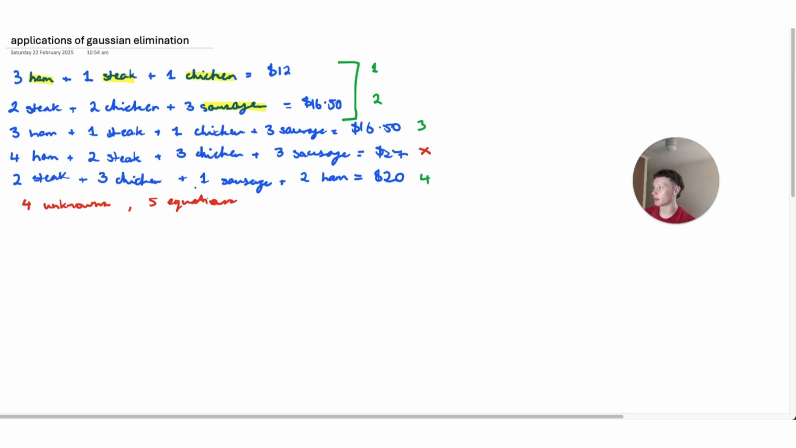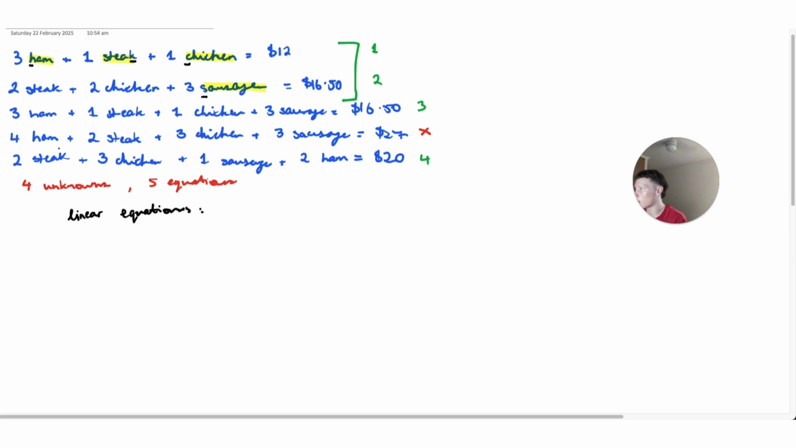I think the very first step is, rather than having all these words in here, I want to create a system of linear equations and then label them with actual values. So what that might look like, let's say ham is H, let's make chicken C, let's make sausages S, and let's go K for steak, so they're all just unique.